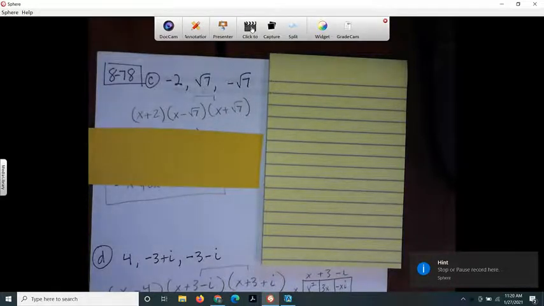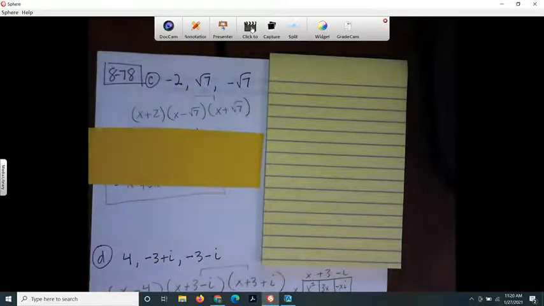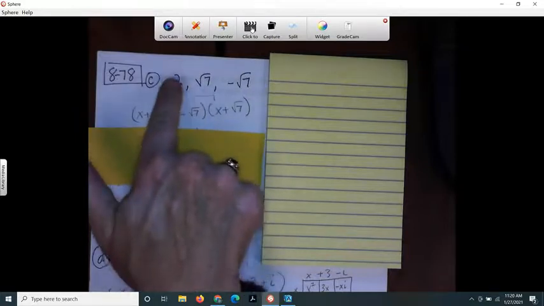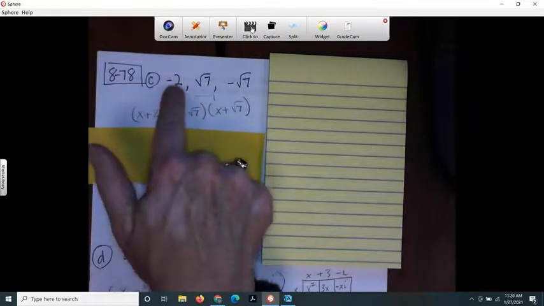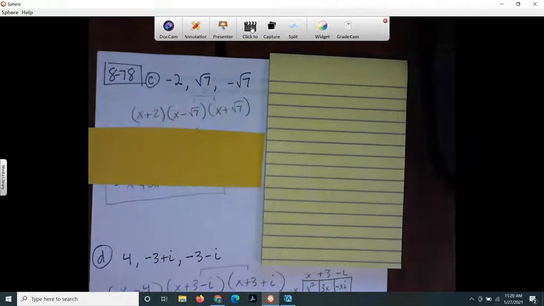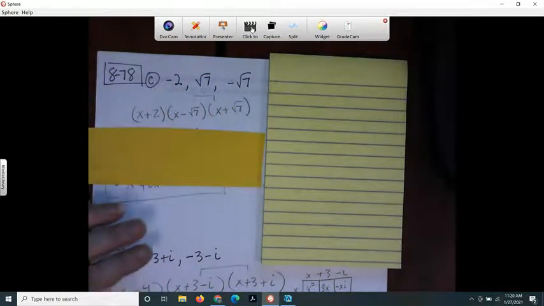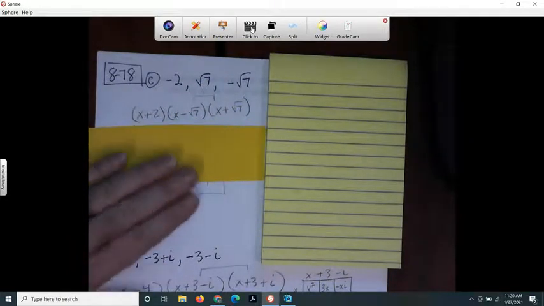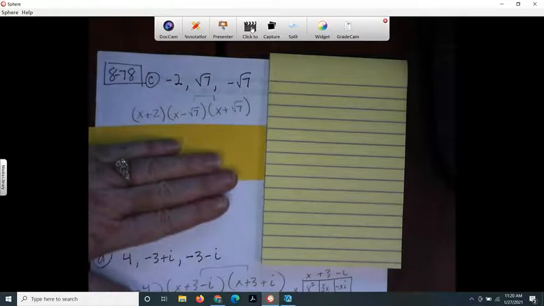Here's Integrated 3, problem 8-78, letter C. It's still asking us to find the equation of a function that has these roots. Now this next one has 1, 2, 3 roots, so it's going to be a cubic. So how on earth do we do it when it's a cubic?